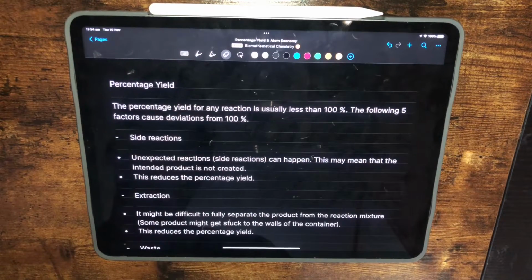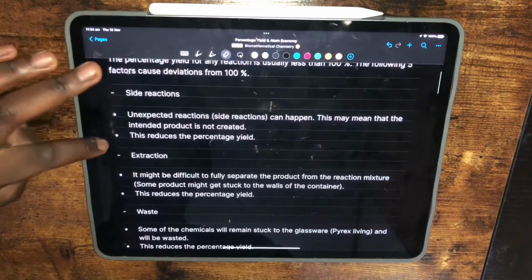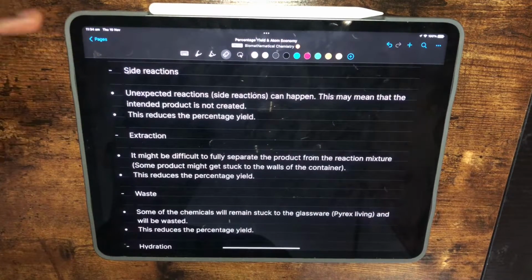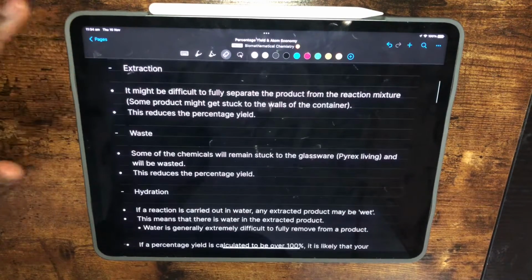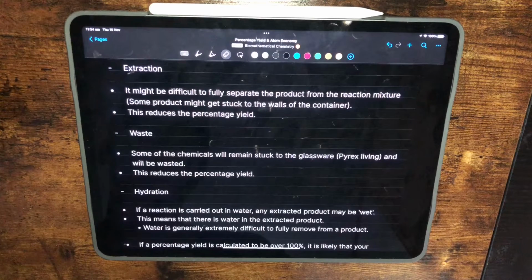The following 5 factors cause deviations from 100%. Side reactions, for example. So there's unexpected reactions. Side reactions can happen, and this would mean that the intended product isn't created, and this reduces the percentage yield. So other products may be formed, and that would also reduce your percentage yield.